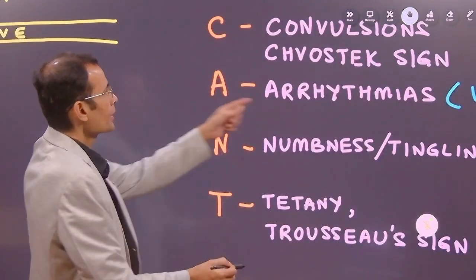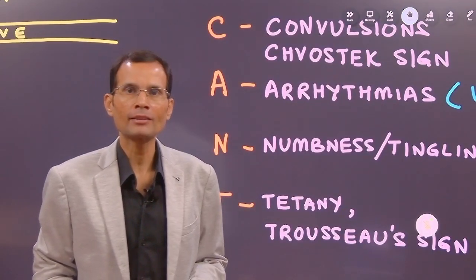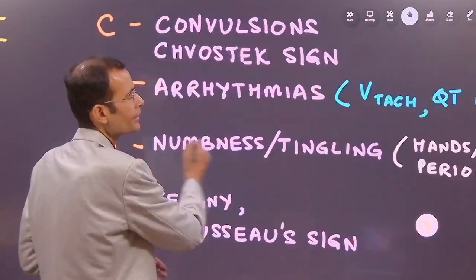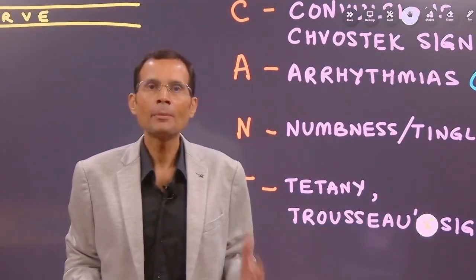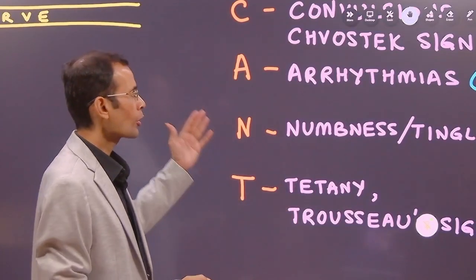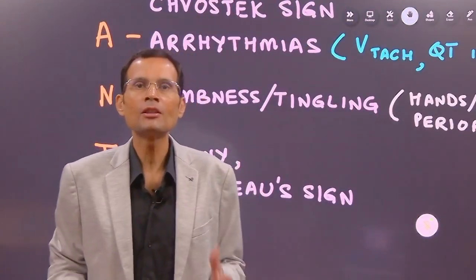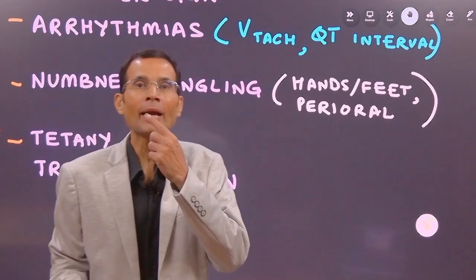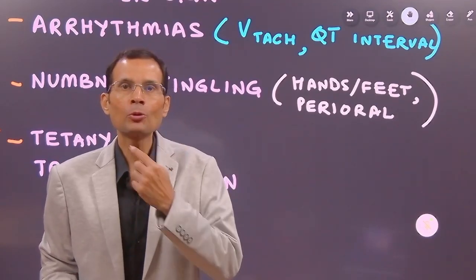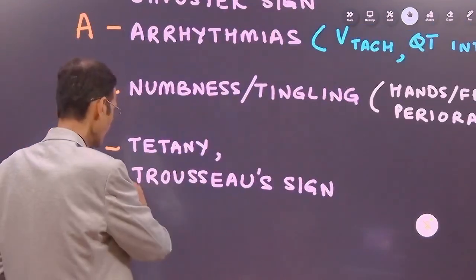Then A is arrhythmias. So you see ECG changes that happen with hypocalcemia, particularly the changes in the QT interval. Then N, numbness. Numbness or tingling. This is also resulting from disturbed nerve functioning. So numbness, tingling, particularly of hands, feet and perioral area. Perioral numbness is classically seen in hypocalcemia.